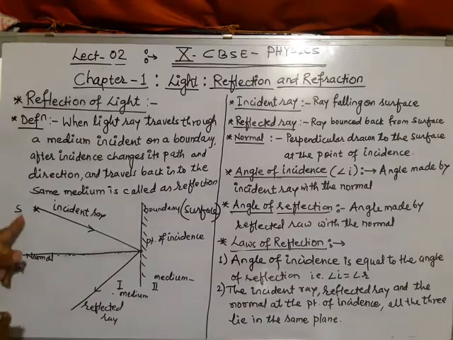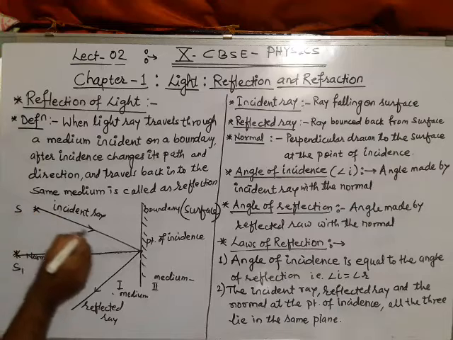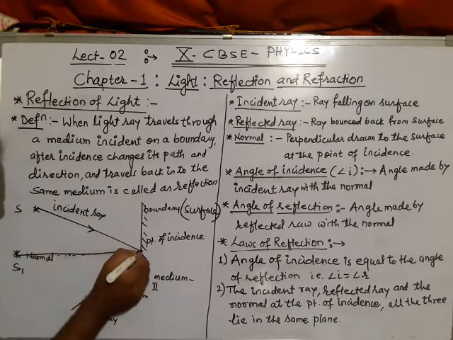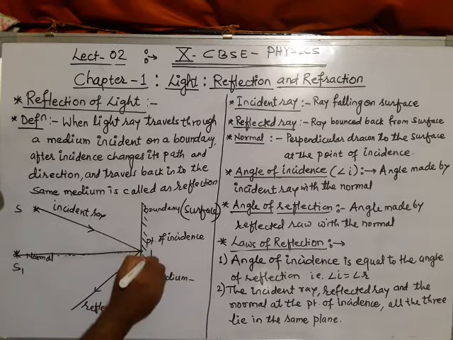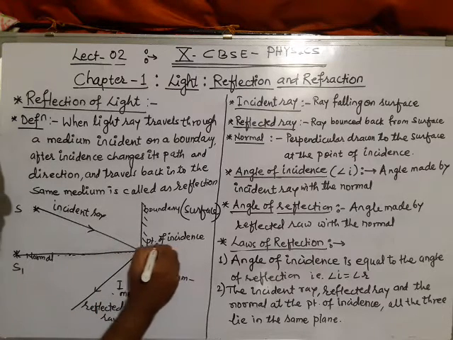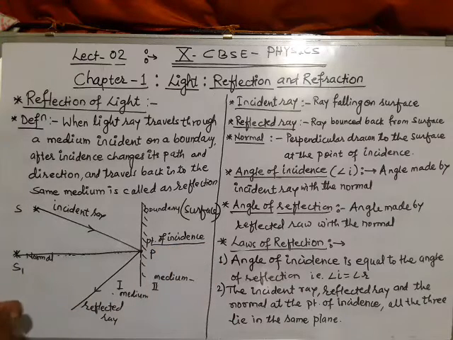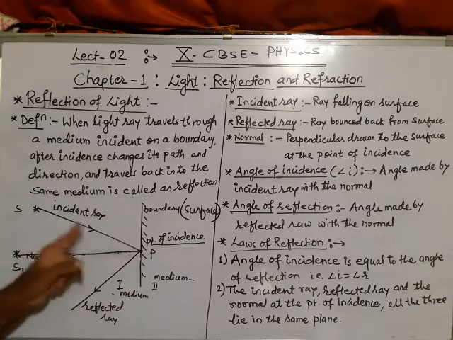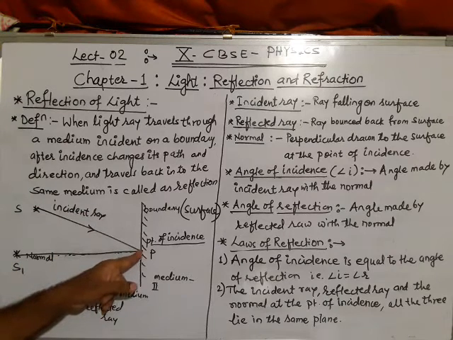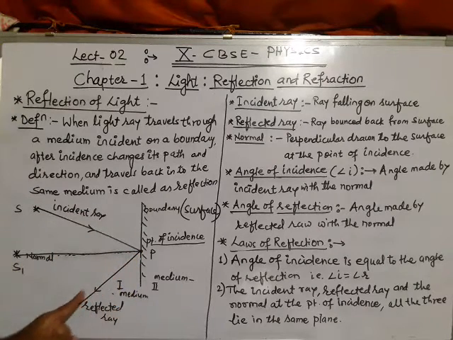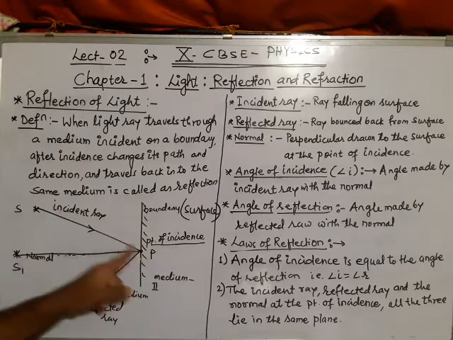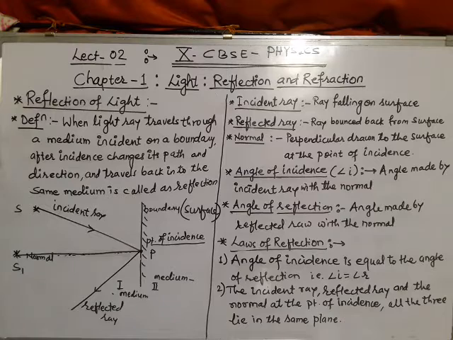Suppose here is a source S. One of the rays of light from this source falls on the surface at point P, and this point P is called the point of incidence. Point of incidence means where the light ray falls on the surface. From this point the ray takes a path and travels in this way. SP is the initial path, called the incident ray, and PR is the reflected path, the final path after reflection. This is called the incident ray and this is called the reflected ray.